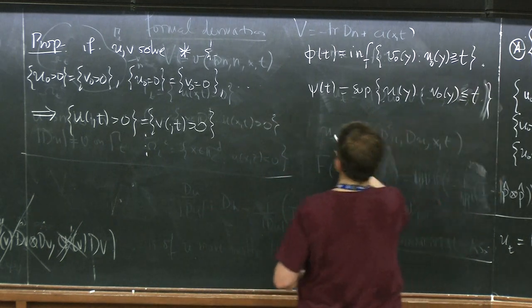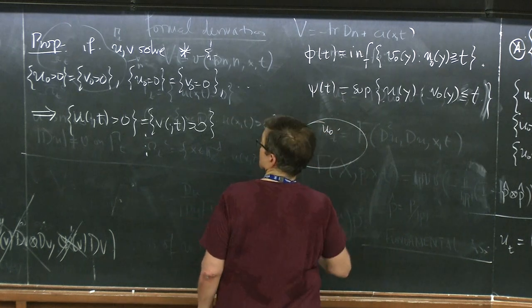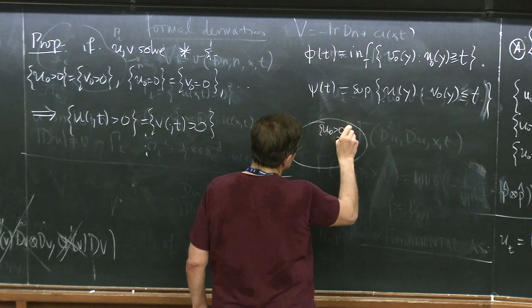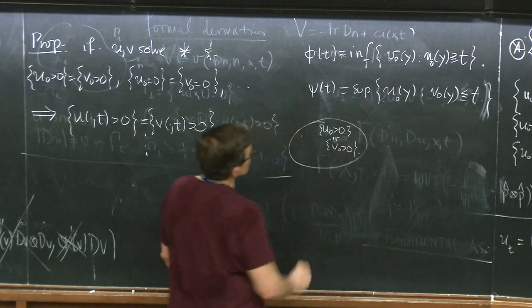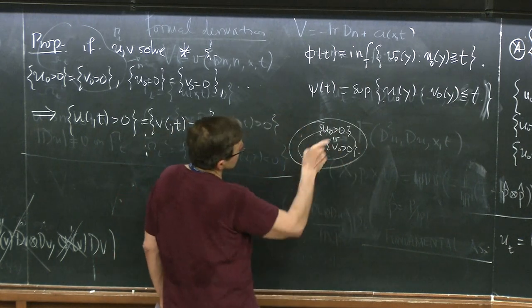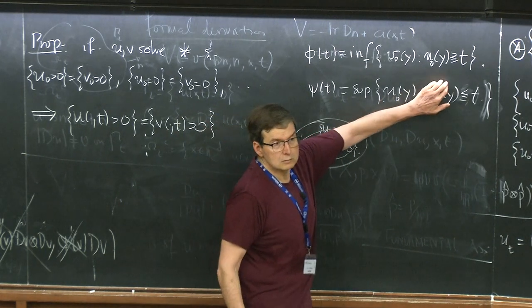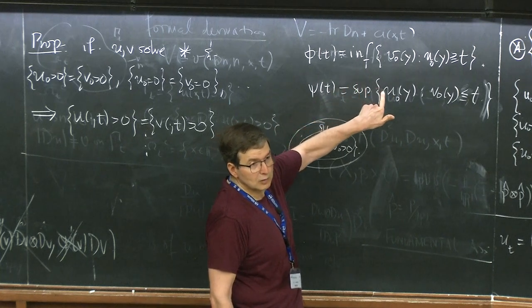Okay, so this is U0 and the positive part, which of course is the same, and this is also where V0 is positive. So what I do is I take a t, let's say t is positive, I take a t level set of U0, and I assign to that the smallest that V0 can be there.